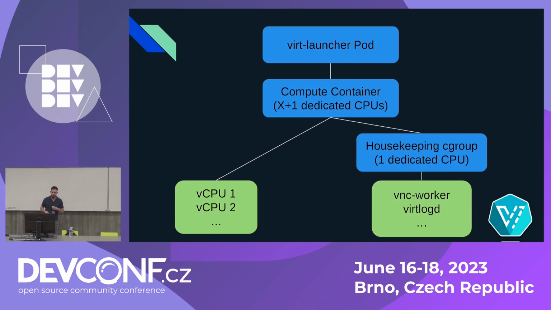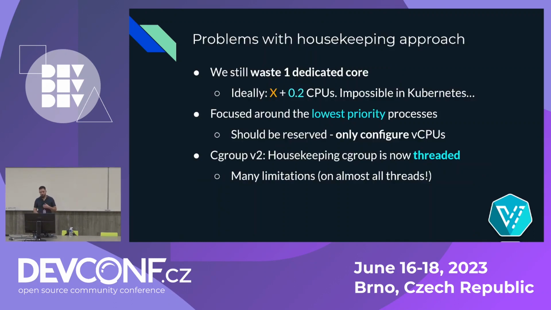So this is basically how it looks like. We have the virt launcher pod, and then the compute container with X plus 1 dedicated CPUs. We'll create a child Cgroup, the housekeeping Cgroup, with one dedicated core, which basically runs all of the threads but vCPU threads. And the vCPU threads themselves would run on X dedicated CPUs. And while this approach is a huge step forward, because this is the first time when we actually support dedicated CPUs, there are still a lot of problems with it.